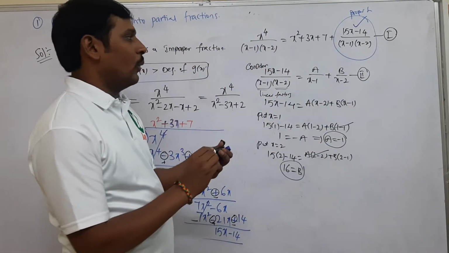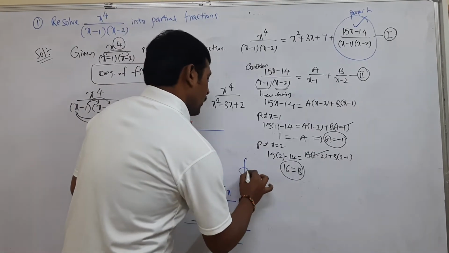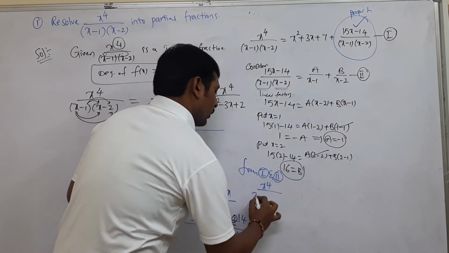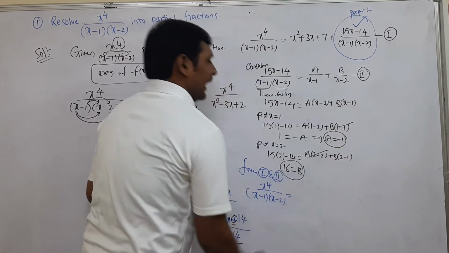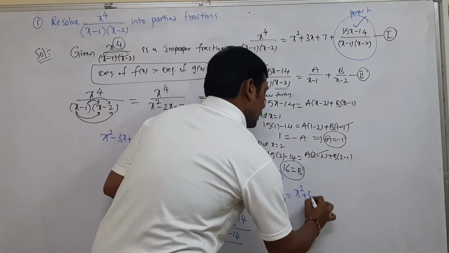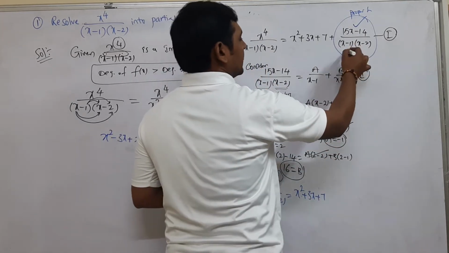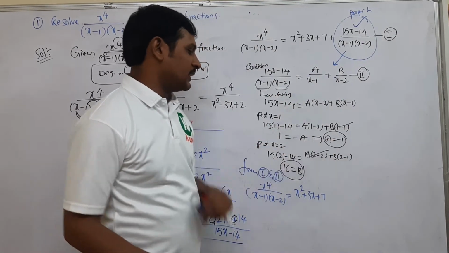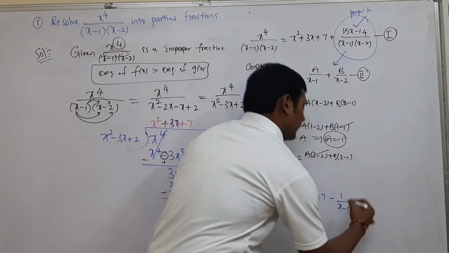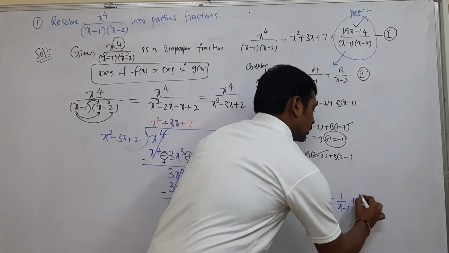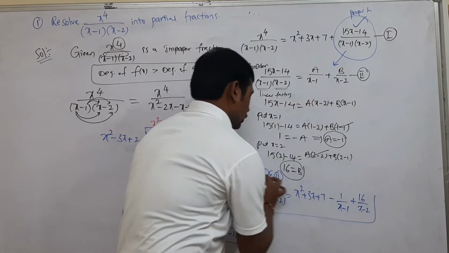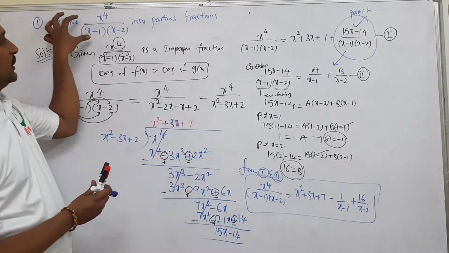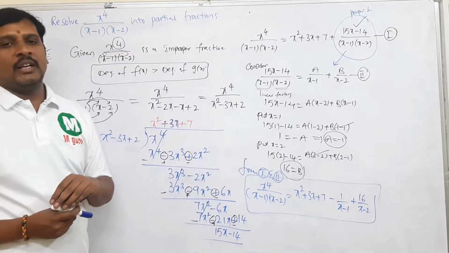Hence from 1 and 2 we can conclude the answer. What can we conclude from 1 as well as 2? The given question, x power 4 by x minus 1 into x minus 2, is x square plus 3x plus 7, and this is converted into a by x minus 1 plus b by x minus 2. What is a? A is minus 1. So minus 1 by x minus 1. B is 16. So 16 by x minus 2. So this is the required partial fraction. I think it is clear for you, right? So what is the given question? x power 4 by x minus 1 into x minus 2.